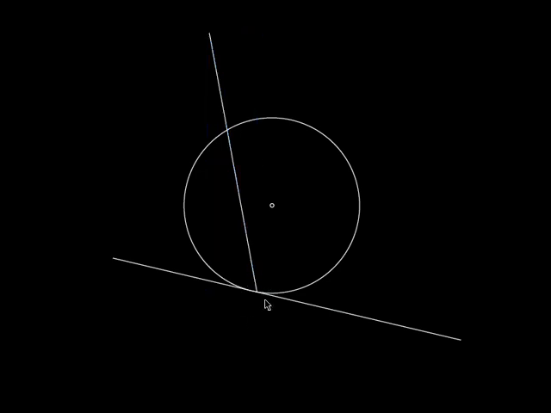Alright, so here's the deal. If a secant and tangent intersect at a point of tangency, then the measure of each angle is half the measure of its intersected arc.